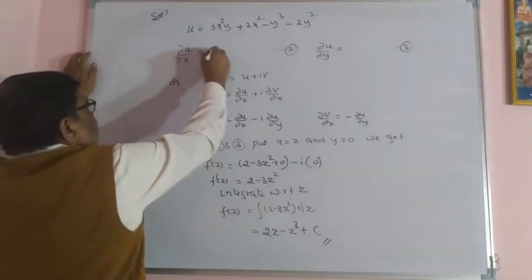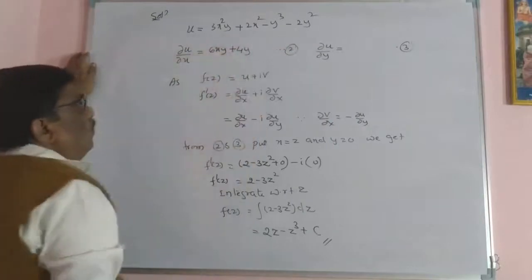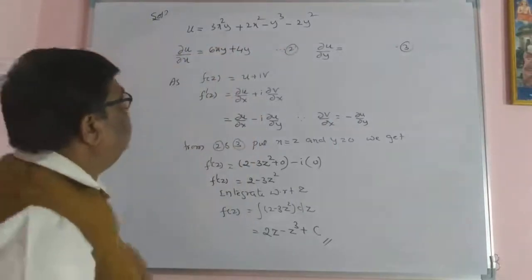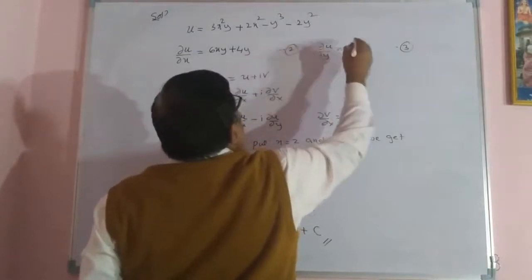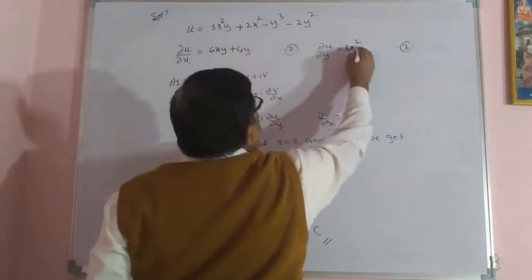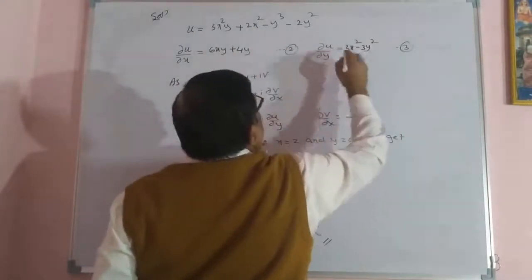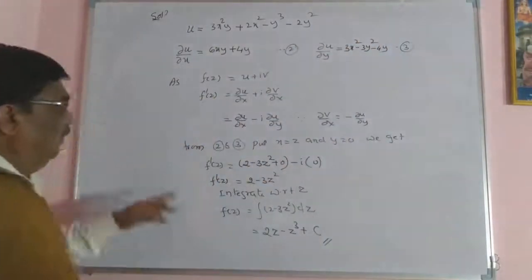It is 6xy plus 4x. The rest of the two terms are 0. When I differentiate this, 3x square, and with respect to y, 3x square becomes 0 since y is 1, minus 3y square minus 4y.